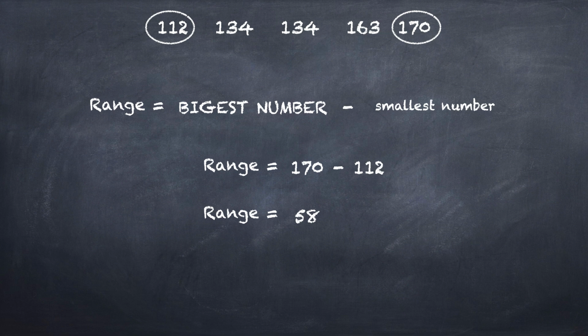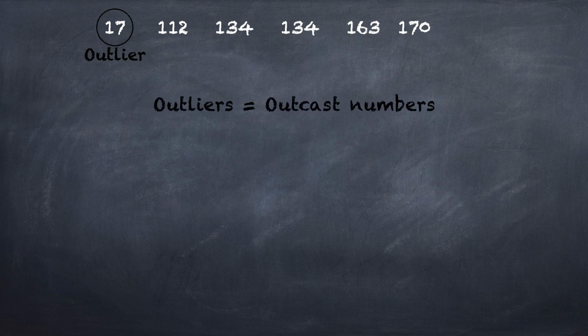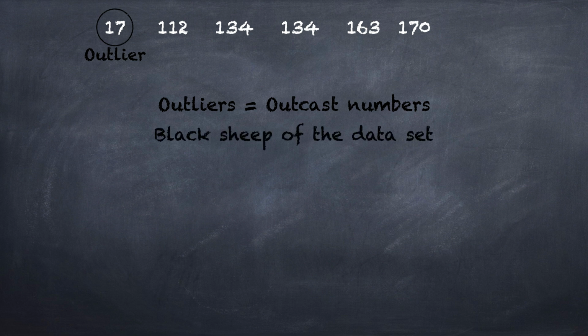So now let's move on to an outlier. Let's say we're going to add another number to our data set here. Let's say we throw in 17. So look at 17 compared to all the other numbers. All the other numbers are in the hundreds, and 17 is nowhere near that. So 17 we would classify as an outlier. And so an outlier is an outcast number. It's a number that just doesn't really belong in the data set. So think of it as the black sheep of the data set.